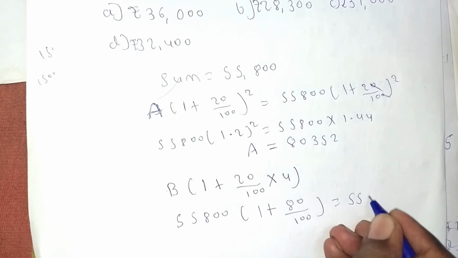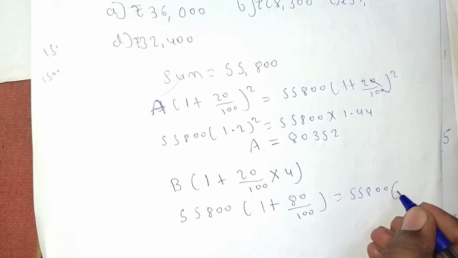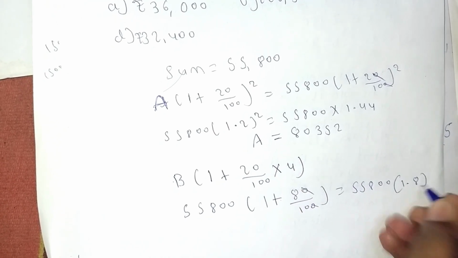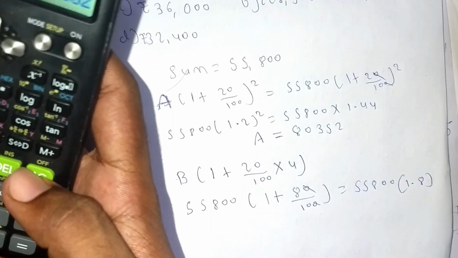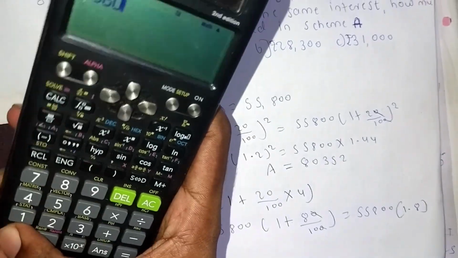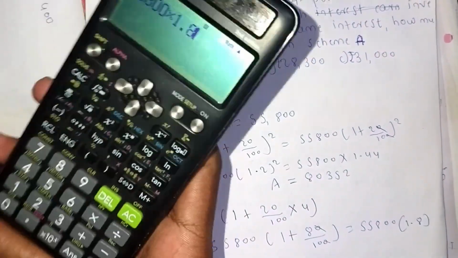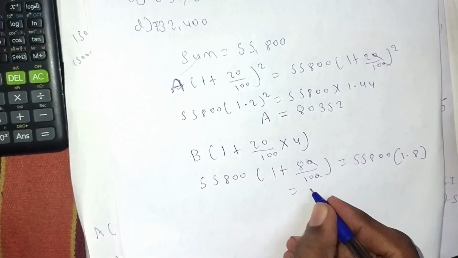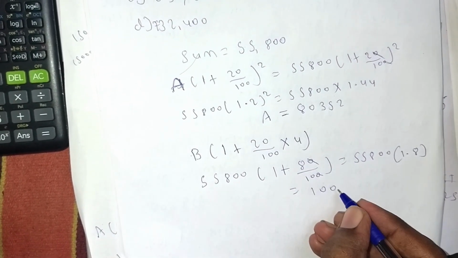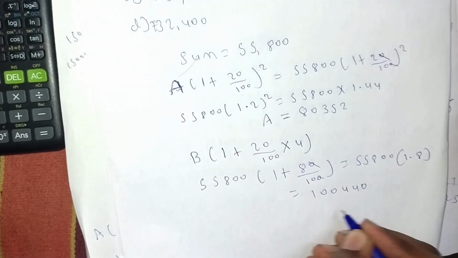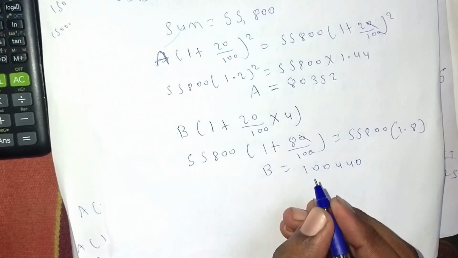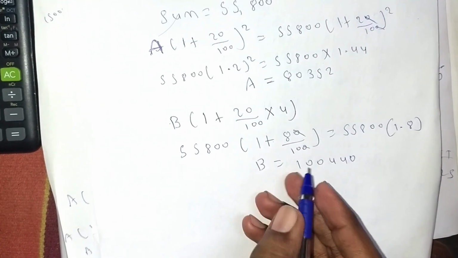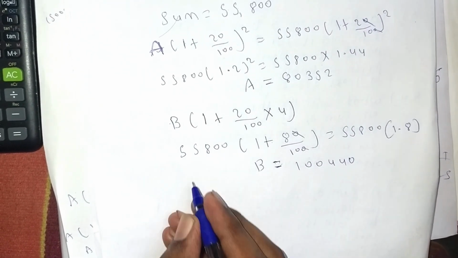Here we have a total of 55,800 into 1 plus 20 into 4, which is 80, divided by 100. So this is 55,800 into 1.8, which is 1 lakh 440. This is B.